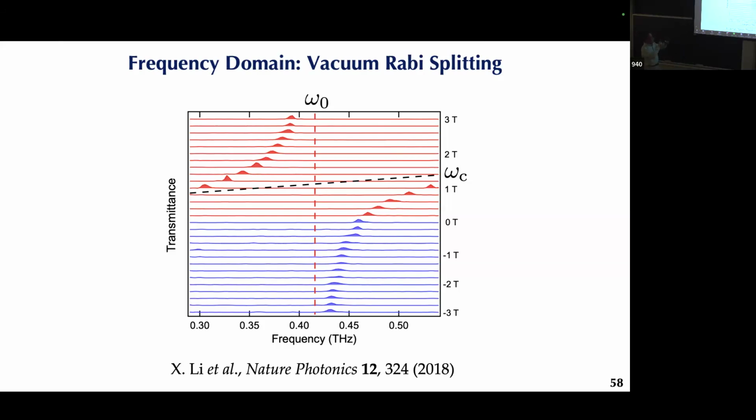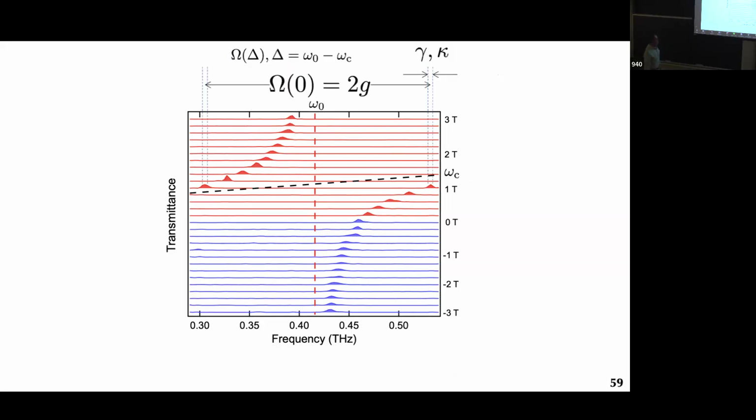So in the absence of interaction, they should cross here. Crossing should occur exactly at this zero-detuning point. But in the presence of interaction, we see anti-crossing. Anti-crossing is the upper polariton, lower polariton. There's a huge vacuum Rabi splitting. So as you can see, the splitting, the energy difference between here and here, is 2g. So 2g is from here to here.